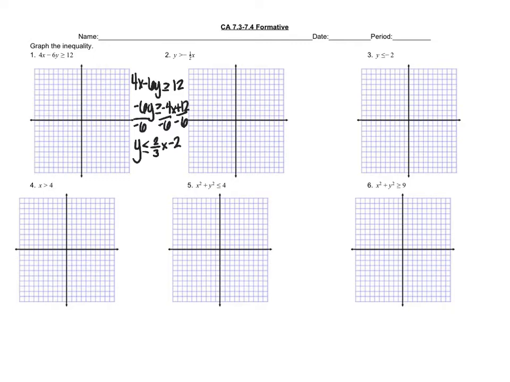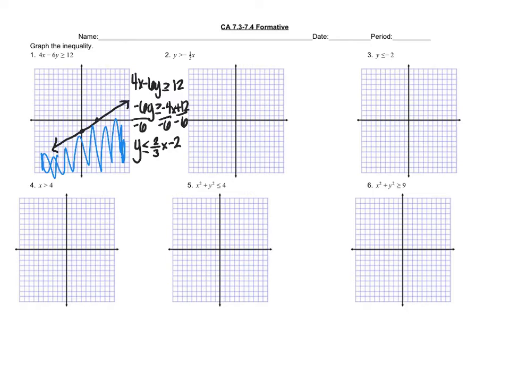So we're going to start at negative 2 here. We're going to go up 1, 2, and over 3. This is a bold line because it's less than or equal to, and we're going to shade below it.